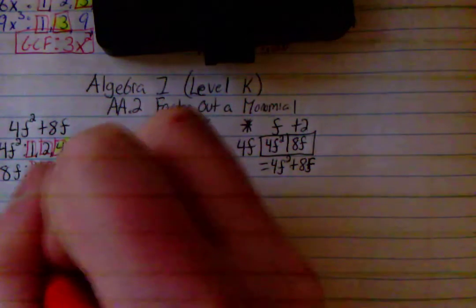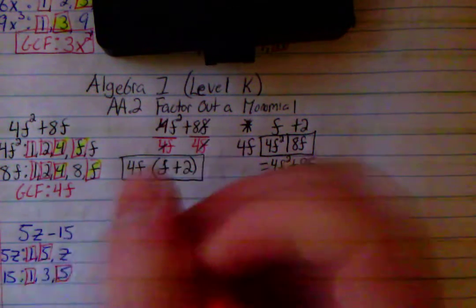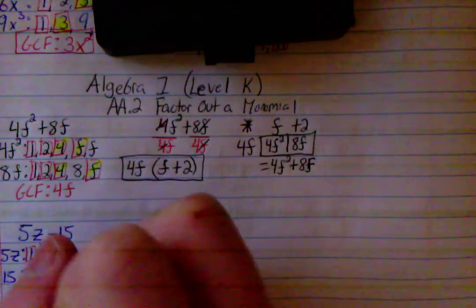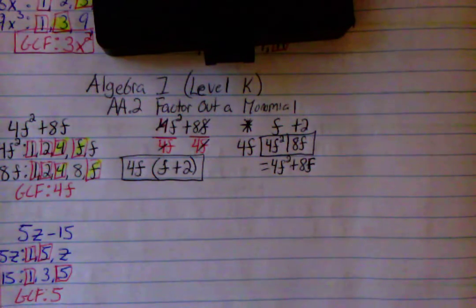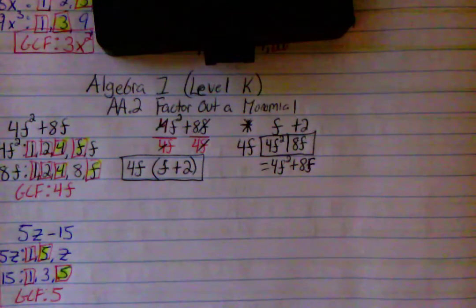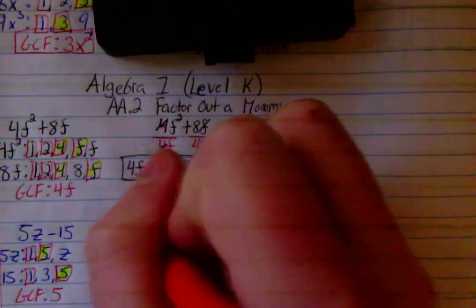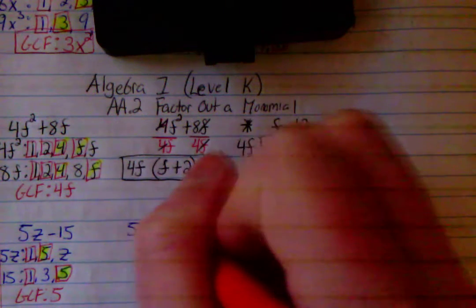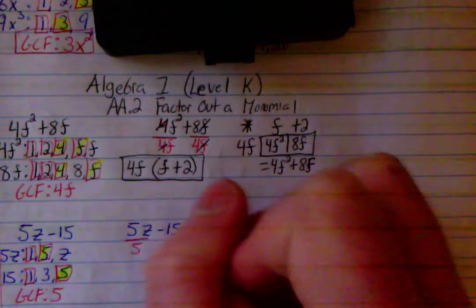They have a 1 in common. They have a 5 in common. My GCF is 5, because that is the only thing they have in common. 15 does not have a z after it, therefore there are no variables. So what we need to do now is divide 5z minus 15 by 5. So I have 5z minus 15, and I'm going to divide by 5.